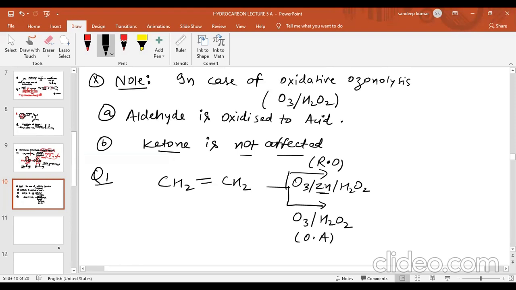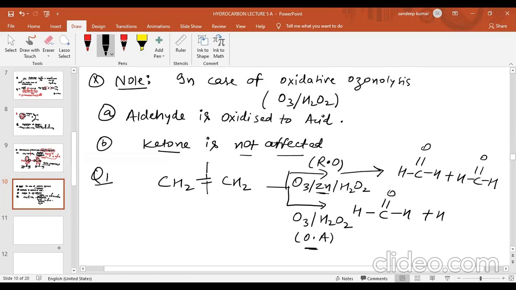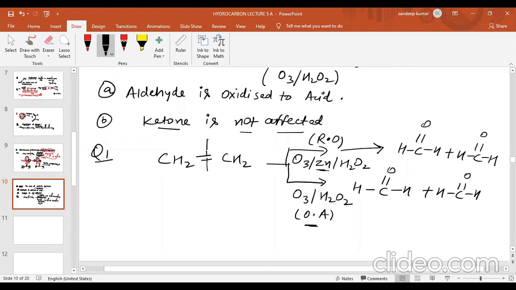Now see the products. The first step product is the same. By reductive ozonolysis, break the pi bond and add oxygen to both sides. So one product obtained is HCHO, and the other product obtained is also HCHO. In oxidative ozonolysis, the product obtained in the first step will be the same.